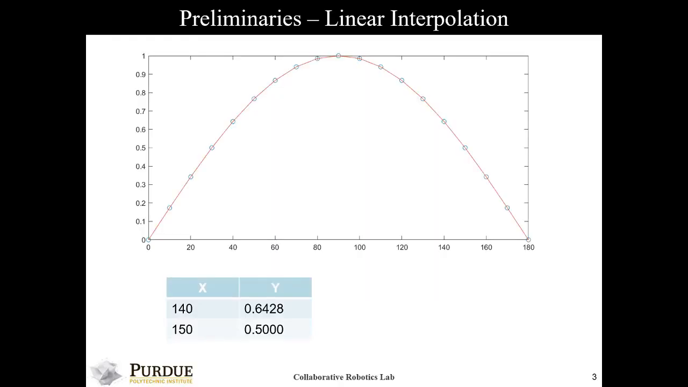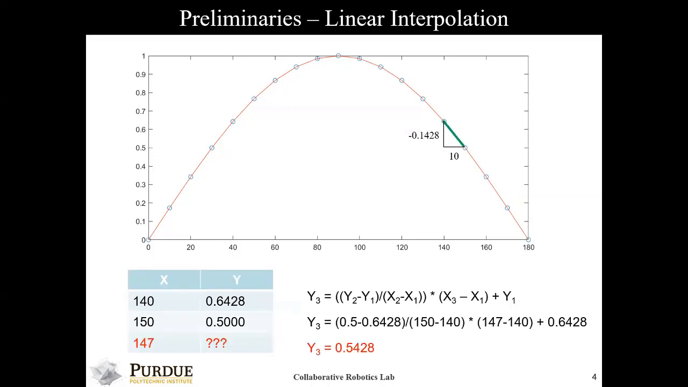So I'd like to start out by talking about linear interpolation and how we just interpolate between points of data, basically filling in gaps. Here is an example where we know some points. There's a point at 140, there's a point at 150. What if we wanted to know what the value was at, say, 147? Here are those 2 points. We can look those values up. The XY value at 140 is 0.6428, and at 150 it is 0.5.